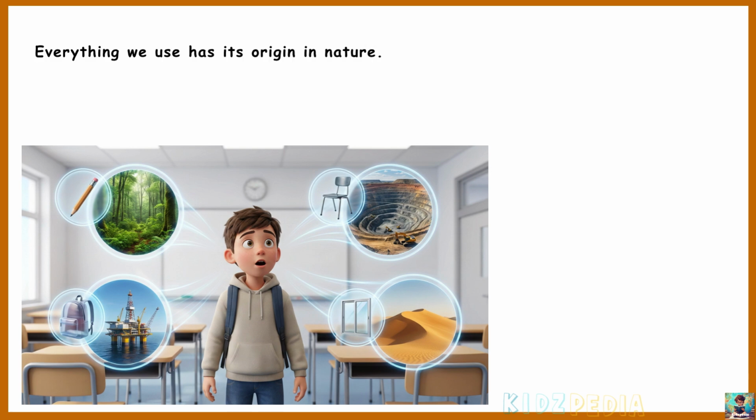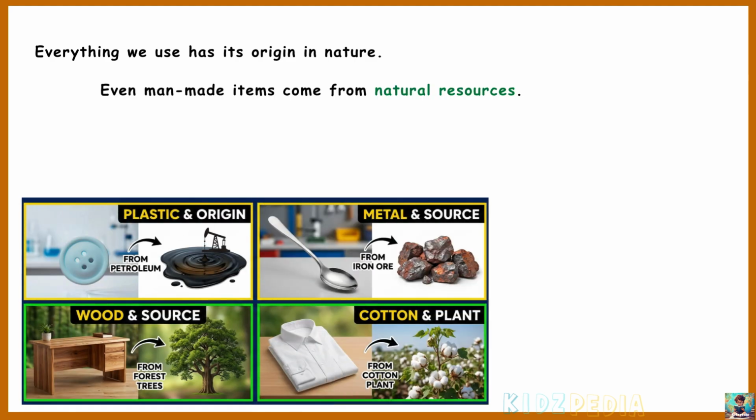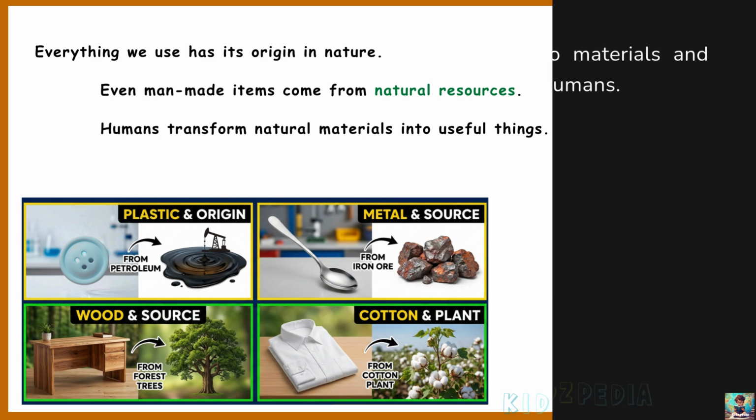Everything around us comes from nature in some way. Even if it looks like man-made, its original source is natural. Cotton shirts come from plants, wooden table comes from trees, metal objects come from minerals in the earth. Plastic button comes from petroleum. So humans do not create things from nothing. We can only change natural materials into useful products. All things around us, even man-made ones, ultimately come from nature.